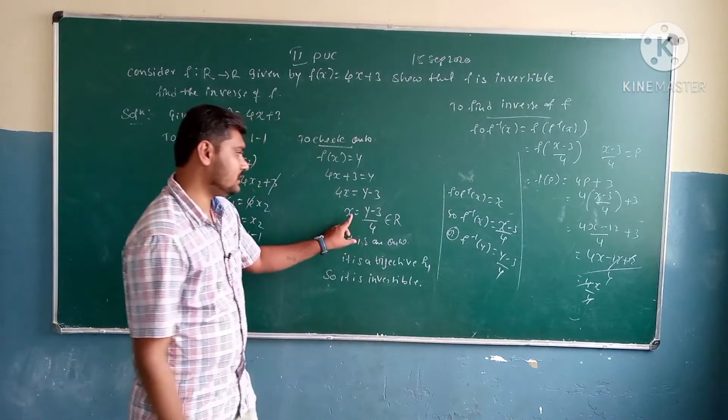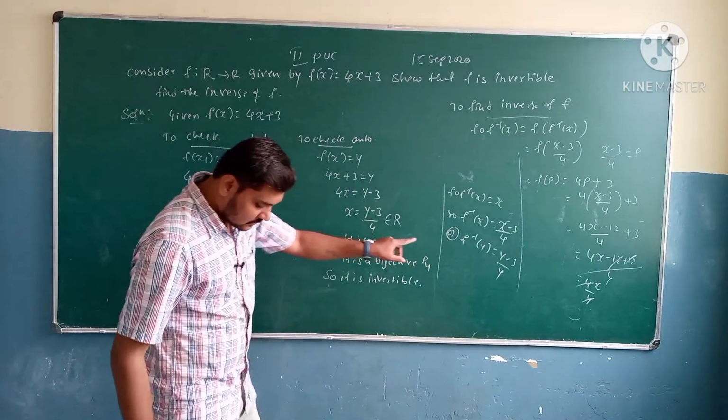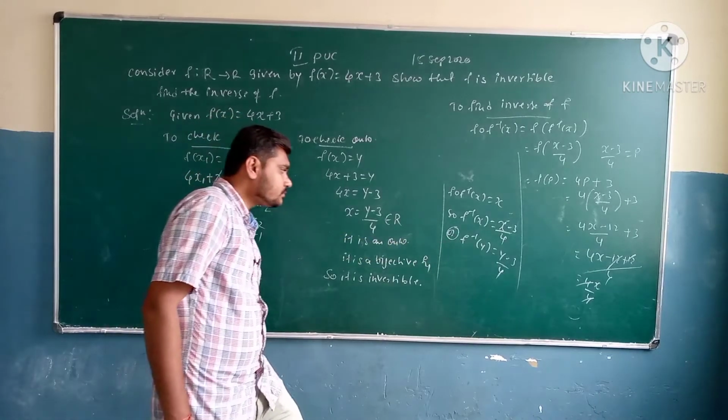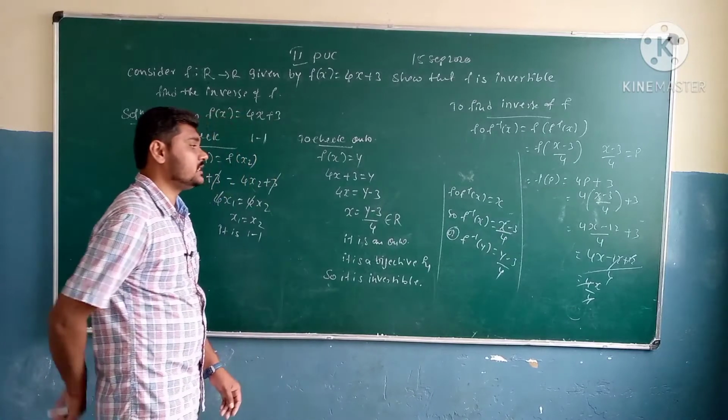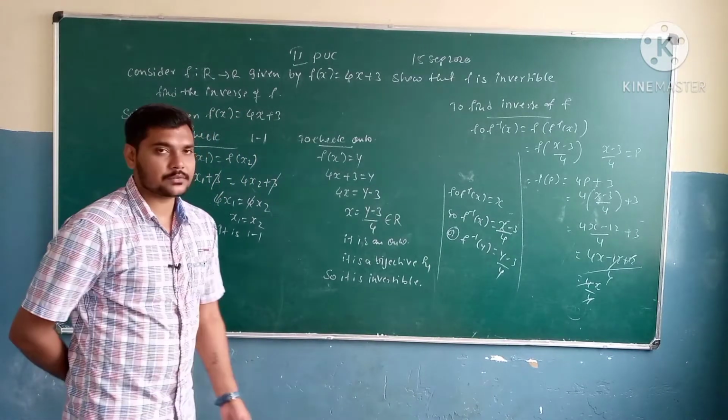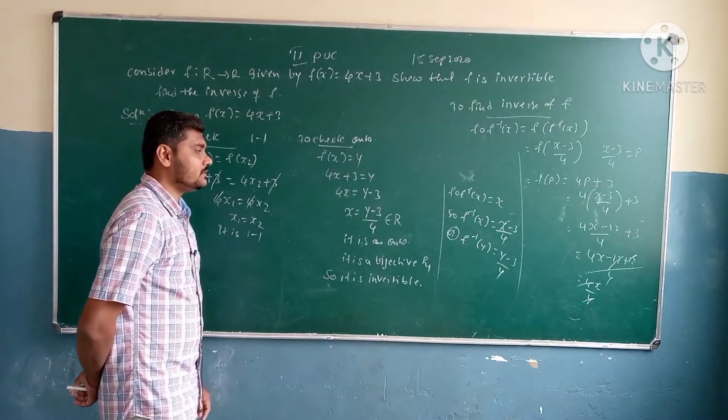So look, this is how we say f inverse of x. You can also say it this way. So that's going to be f inverse of x is equal to x minus 3 divided by 4. Or you can also say f inverse of y is the given y minus 3 divided by 4.